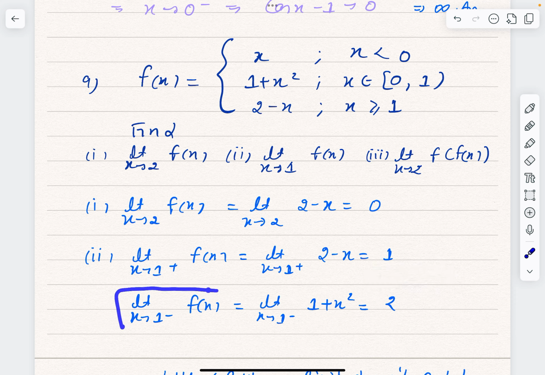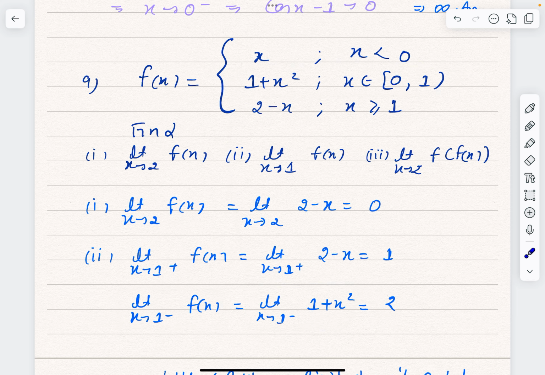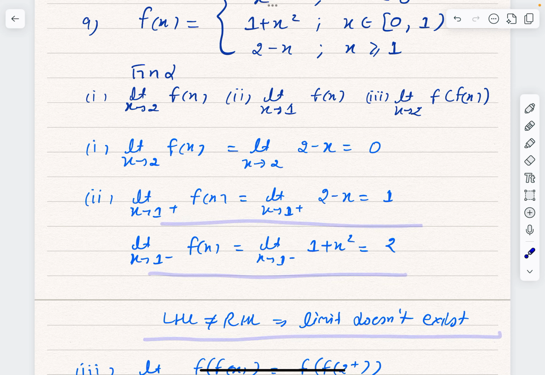Limit x tends to 1 negative of f of x. 1 negative means it will lie here. So if x is slightly less than 1, you lie here, just put x as 1, you get 2. So what do we see here? LHL and RHL are not equal because LHL is 2 and RHL is 1. So we say the limit does not exist.